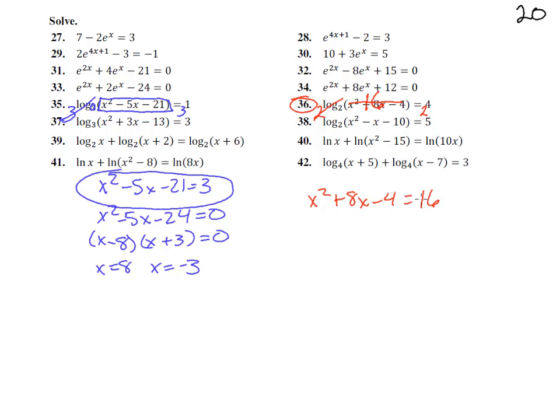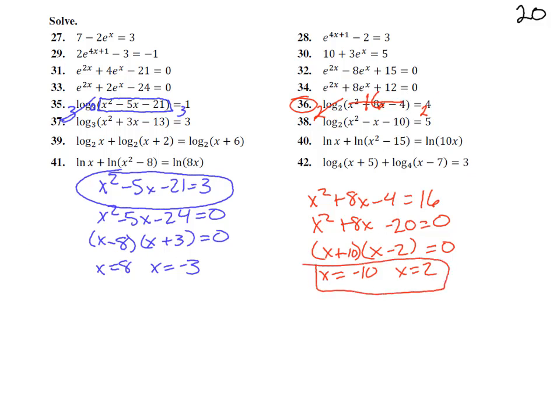We're solving a quadratic, so we need to get it equal to 0. So x squared plus 8x minus 20 equals 0, subtracting 16 on both sides. Factor, and we get an x and an x, and that's going to be a plus 10 and a minus 2. X equals negative 10 and x equals positive 2. And these numbers, when we stick them back in here, will give us 16, and log base 2 of 16 is indeed 4. So both of these answers work in that one.